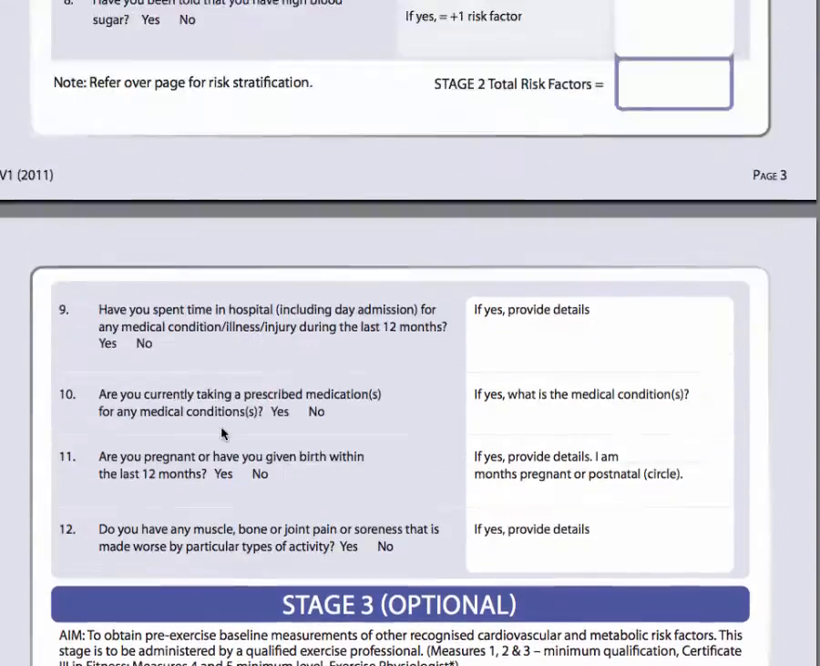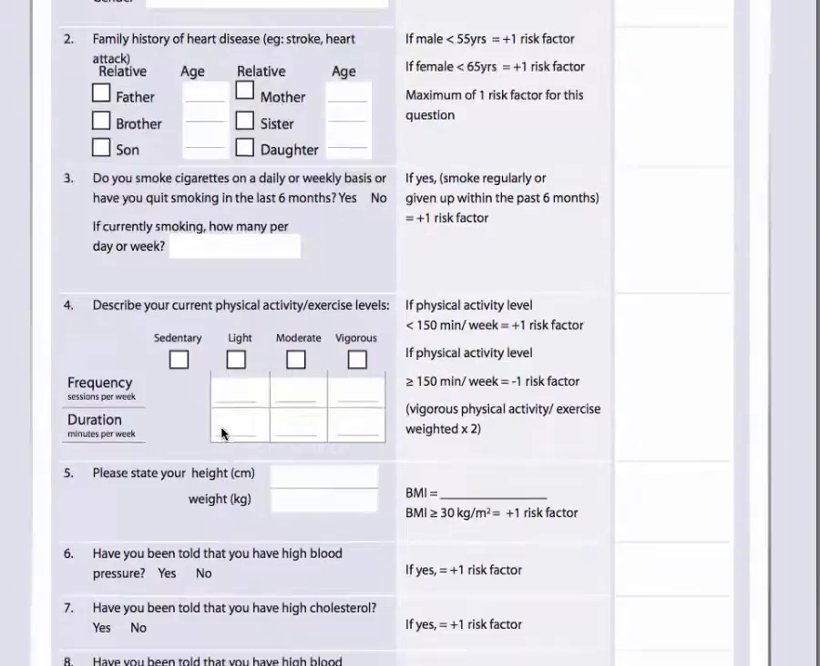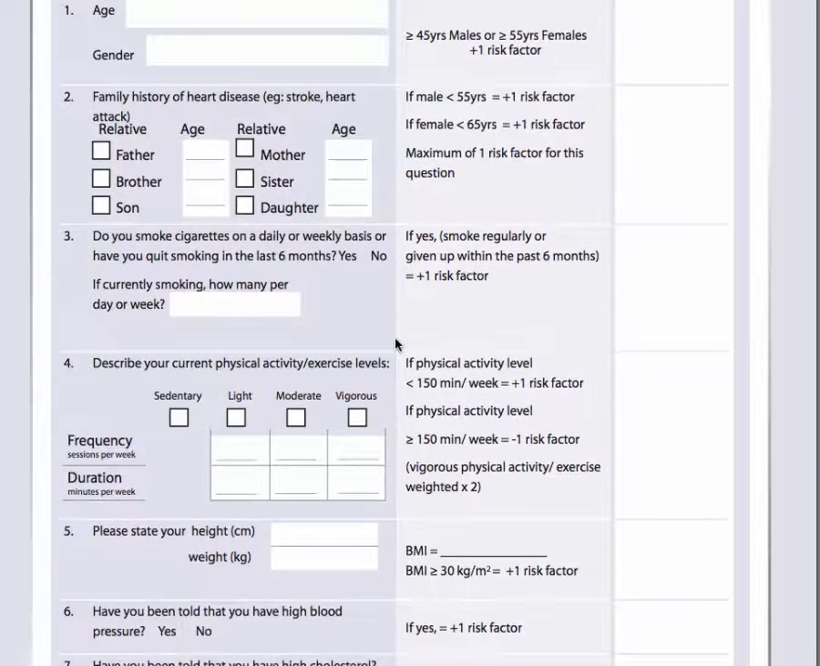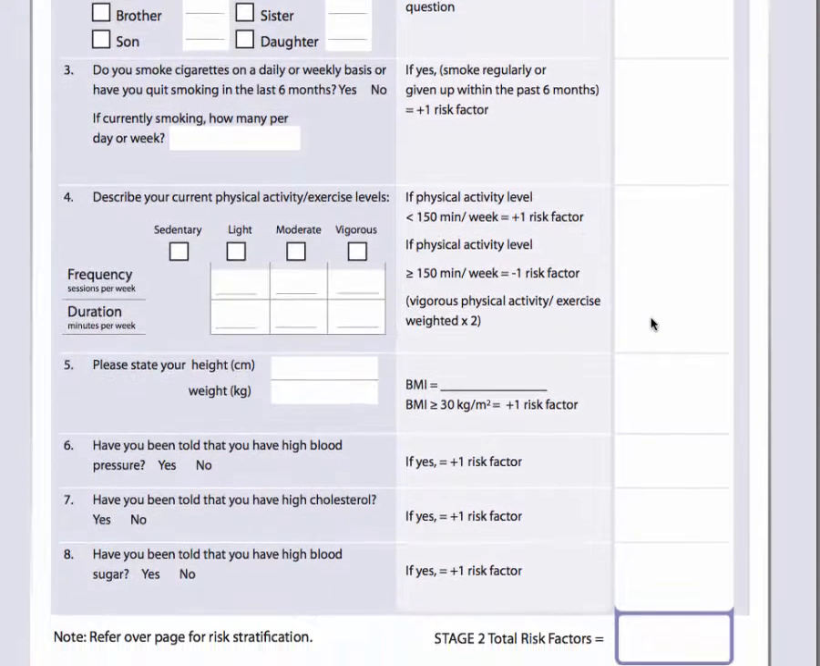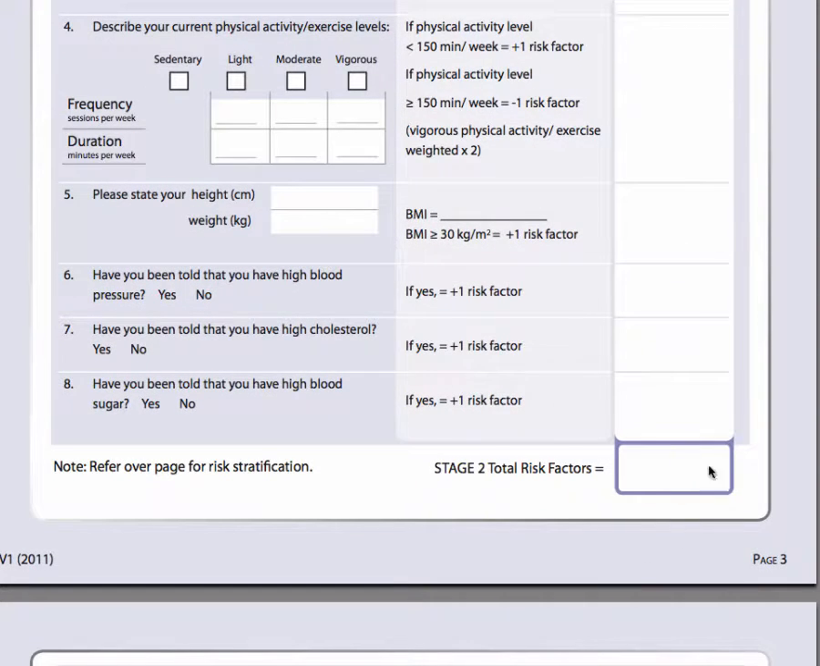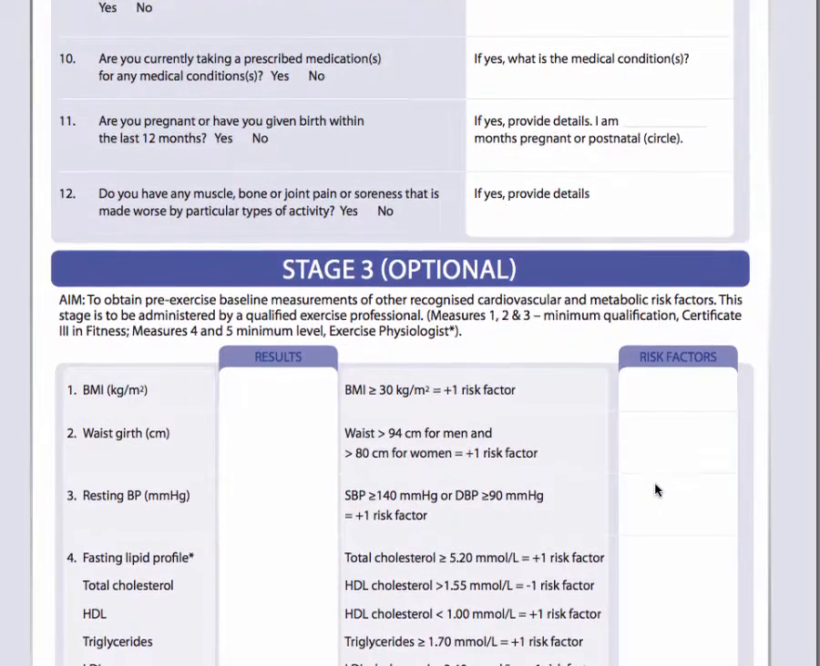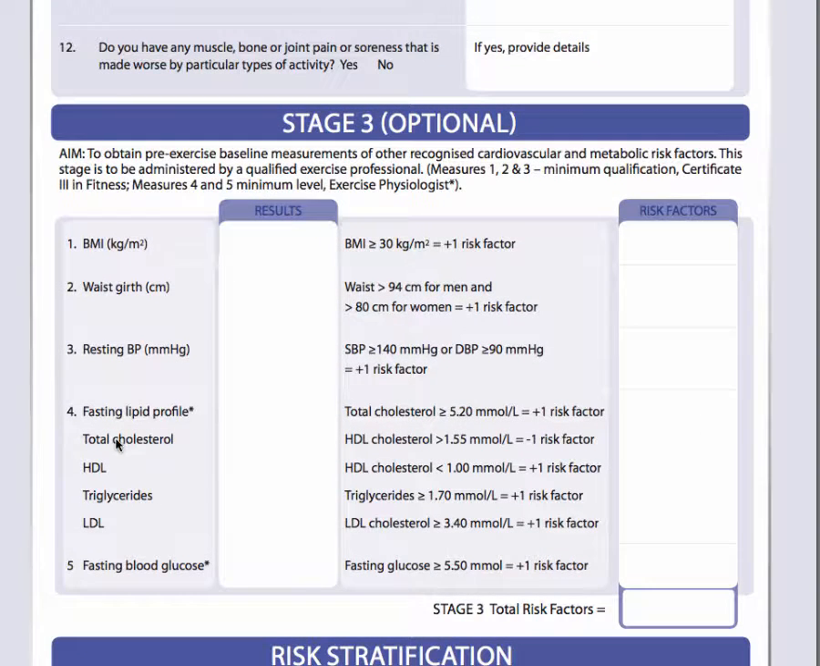Okay, and what this does is it actually suggests what the risk factors are. So if a male's over 45, then that becomes a risk factor. If a male's over 55, then again that becomes a risk factor here. Okay, if the person smokes, that equals a risk factor, and that allows you to determine how many risk factors the person has, which then allows you to determine if you should refer this person to an allied health professional before starting exercise.